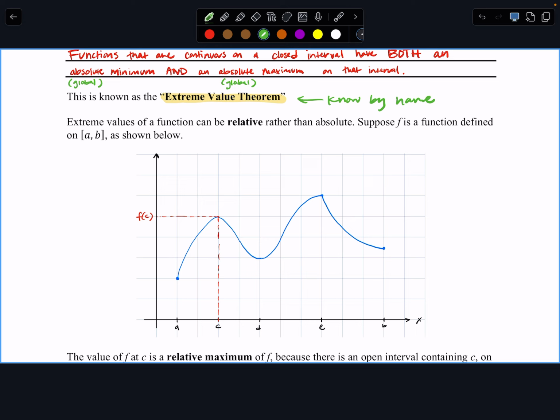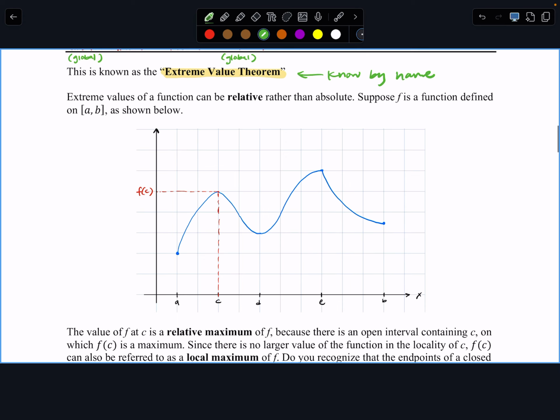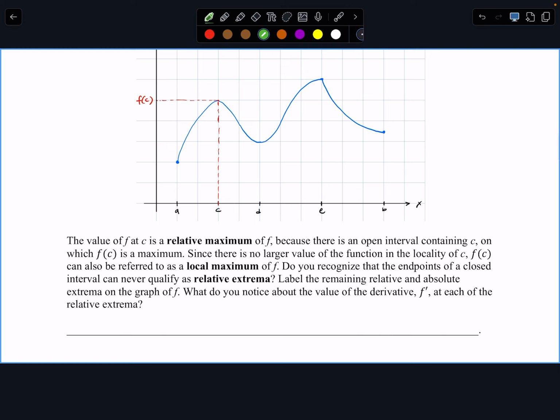Okay. So extreme values of a function can be relative rather than absolute. Suppose f is a function defined on the closed interval from a to b as shown below. You guys get my little hand-drawn function. The value of f at c is a relative maximum. So this point right here, c comma f of c, is the location of a local maximum or relative maximum, because there is an open interval containing c on which f of c is a maximum. Since there is no larger value of the function in the neighborhood of c, f of c can also be referred to as a local maximum.